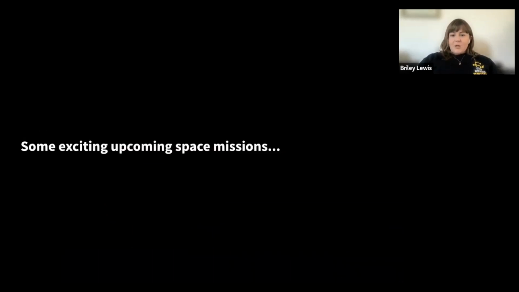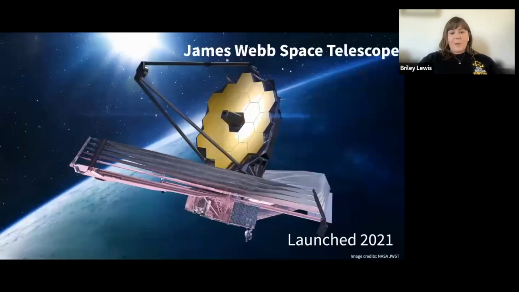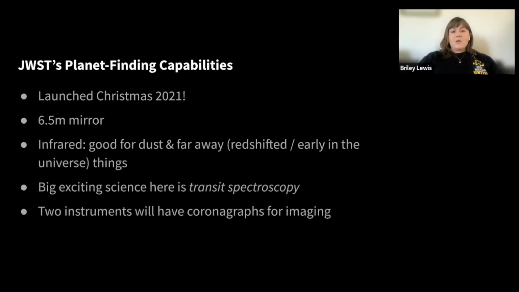So some exciting space missions. One, obviously, the James Webb Space Telescope launched Christmas Day last year. This has been doing lots of cool science all year. So it does have some planet finding capabilities. This telescope's much bigger than Hubble. It's got a 6.5 meter mirror. It's looking in the infrared, both the near infrared and the mid infrared, so longer wavelengths. And this is good for dust, which is obviously relevant for planets, and then also far away, like redshifted or earlier in the universe things, which is not quite as interesting for us planet folks, but cool for science nonetheless.